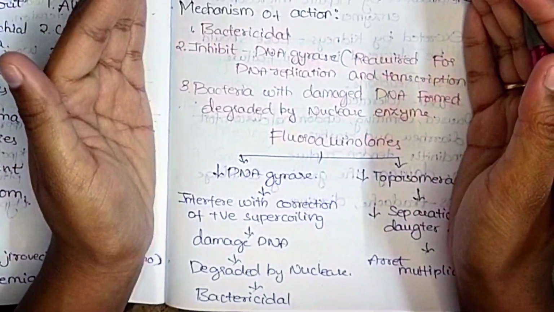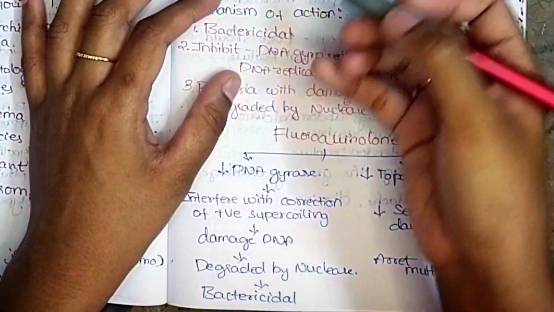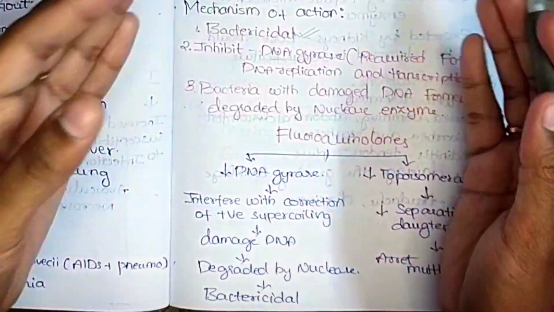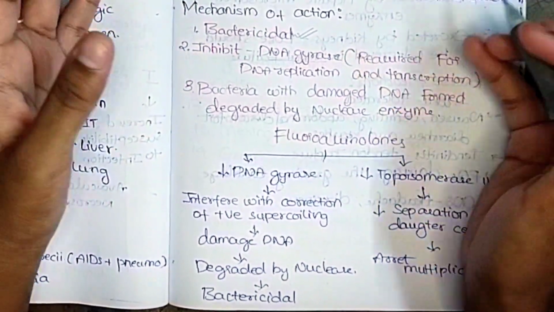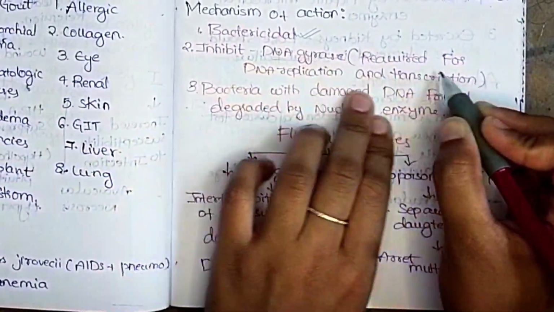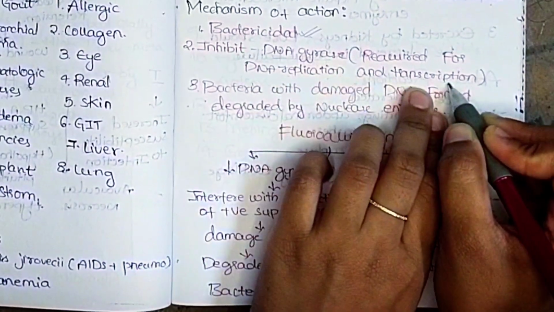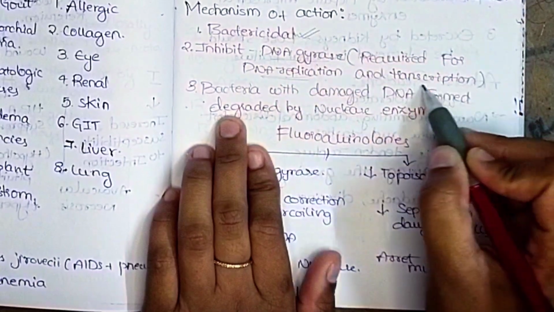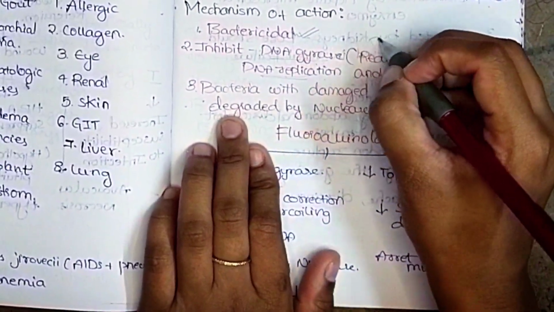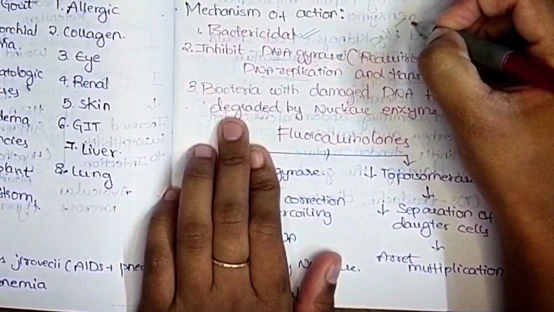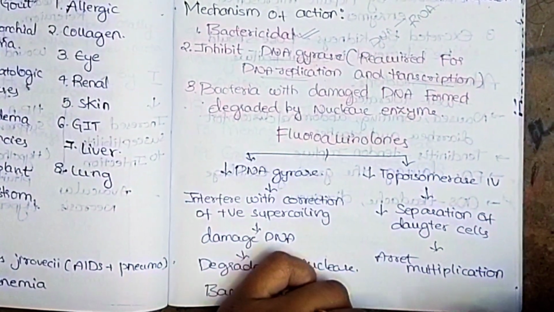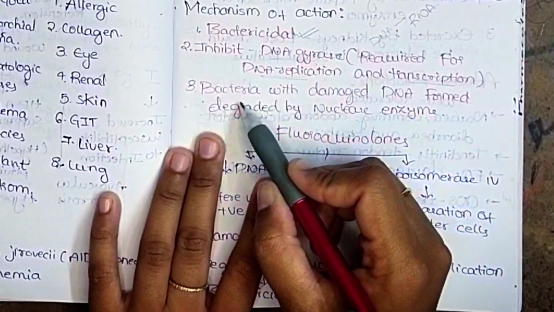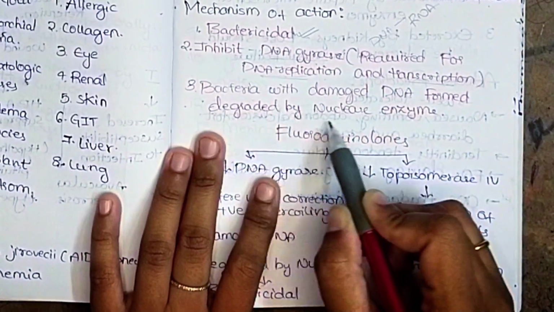Coming to the mechanism of action of fluoroquinolones, as discussed earlier, they are bactericidal agents and inhibit the activity of DNA gyrase. So what does DNA gyrase actually do? It is required for DNA replication and transcription. What is transcription? The conversion of DNA to RNA is called transcription. In the process of transcription, DNA gyrase is necessary. Bacteria with damaged DNA are degraded by the nuclease enzyme.